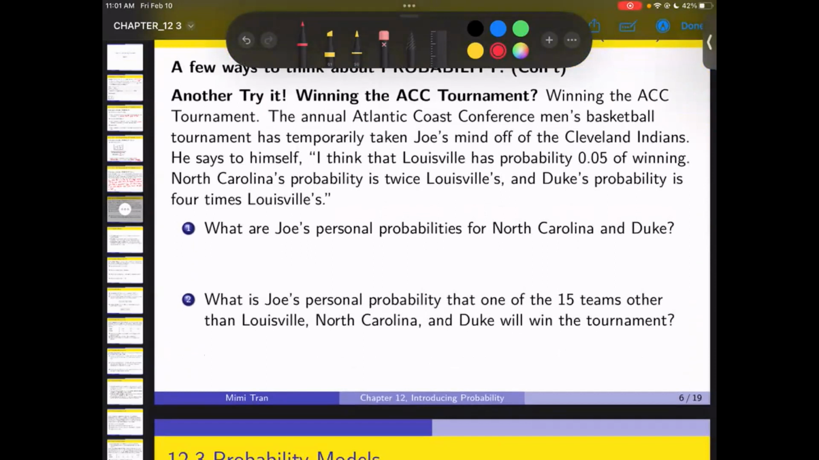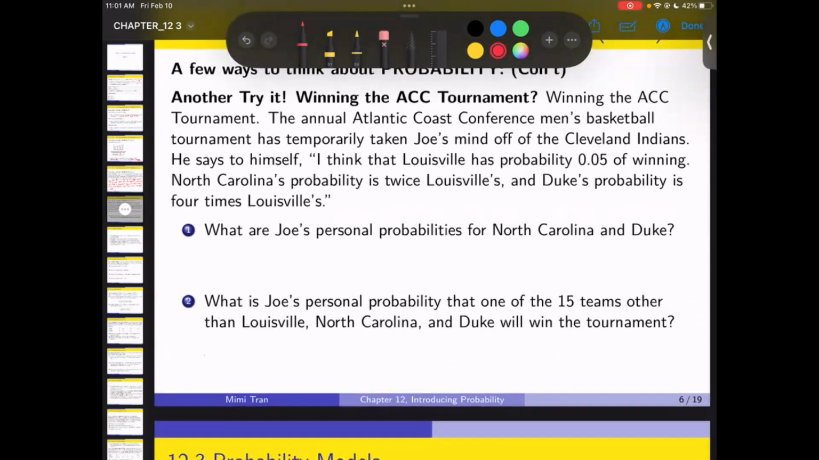Winning the ACC tournament, the annual Atlantic Coast Conference men's basketball tournament, has temporarily taken Joe's mind off of the Cleveland Indians. He said to himself that Louisville, or Louisville, depending where you live, has probability of 0.05 of winning. North Carolina's probability is twice that.